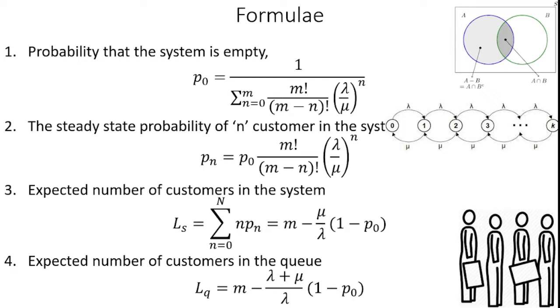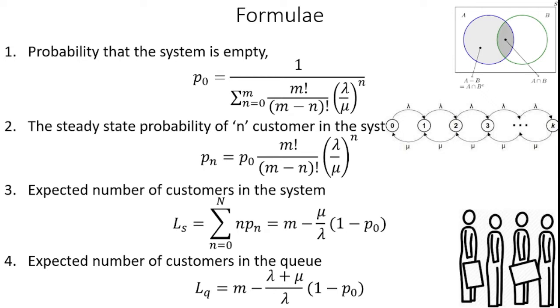For that reason, P0 is equal to 1 divided by the summation of small n equal to 0 to m of m factorial divided by (m minus n) factorial into (lambda by mu) power n. Small n means the number of customers already waiting in the queue. Small m means the total population size. Then next, the steady state probability of n customers in the system can be determined: Pn is equal to P0 into m factorial divided by (m minus n) factorial into (lambda by mu) power n.